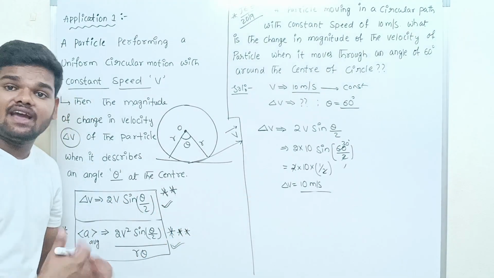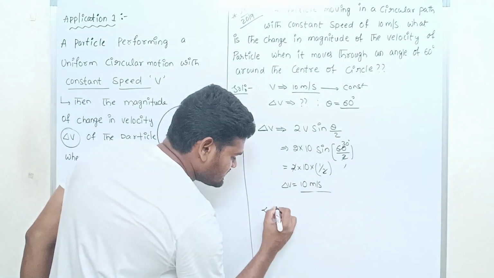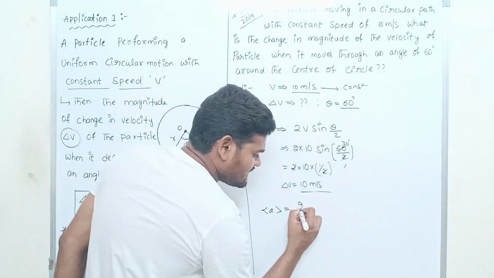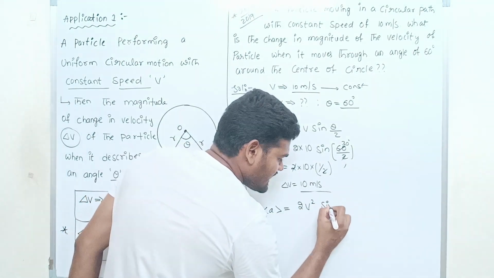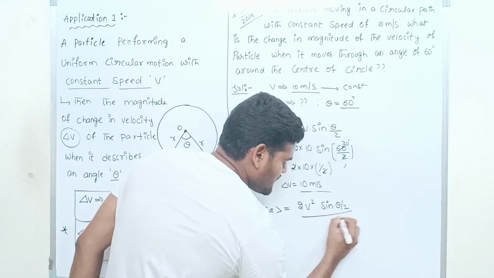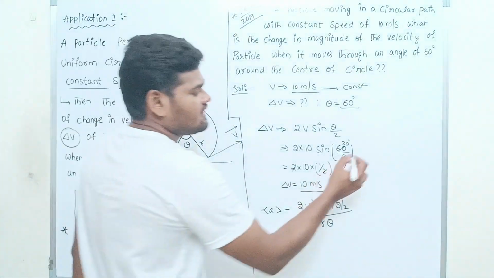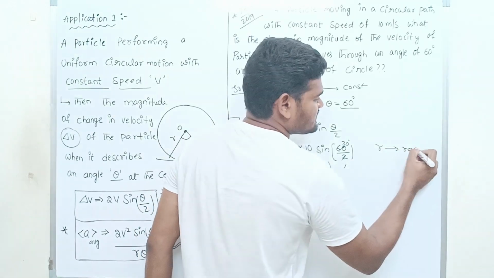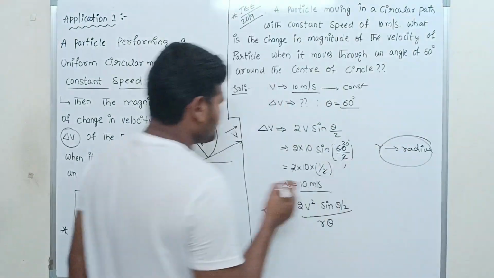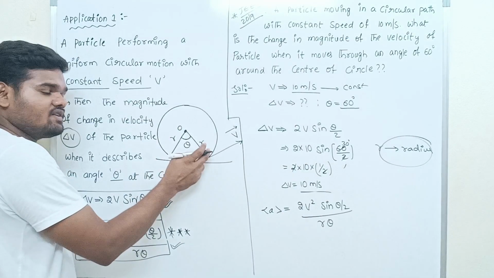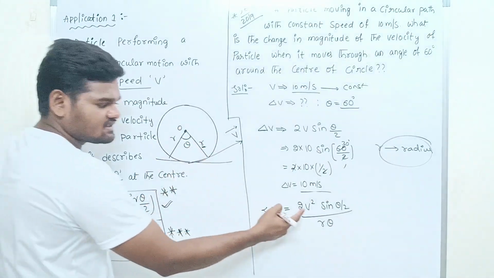Just remember this. If they ask to find the average acceleration, what is the formula for average acceleration? 2v square sin theta by 2 divided by r theta. What is r? R is nothing but what? Radius. R is nothing but the radius of the circle when the particle is performing uniform circular motion.